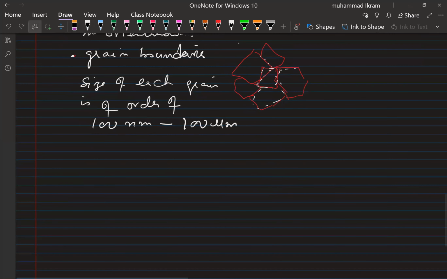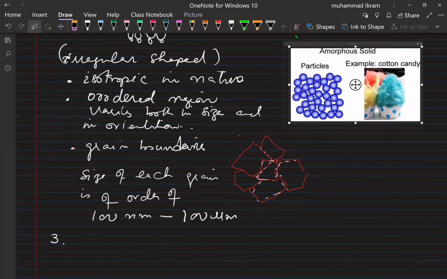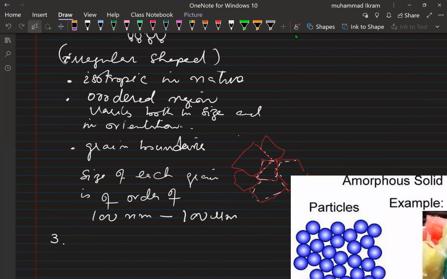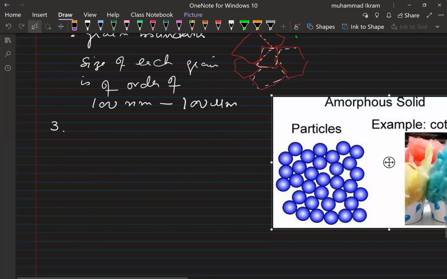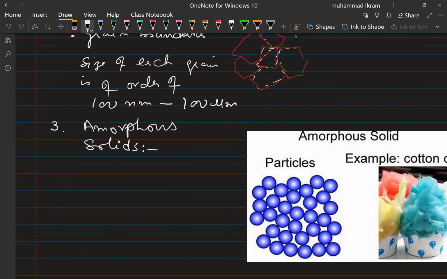The third one is the amorphous solid, like this one. Class, I'm very sorry for my writing. There is pain in my shoulder, so I'm not comfortable with it today.